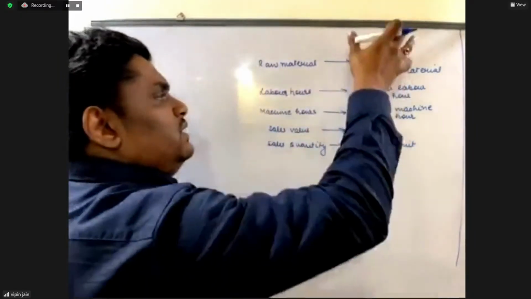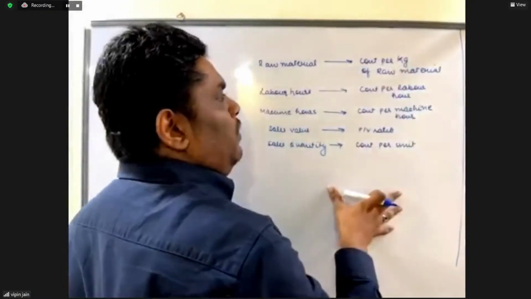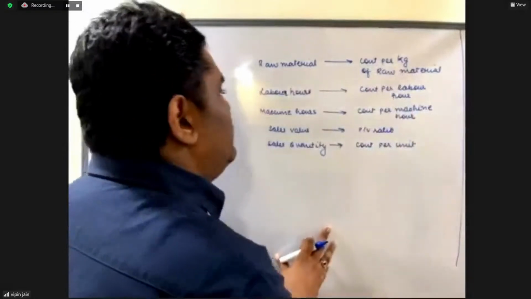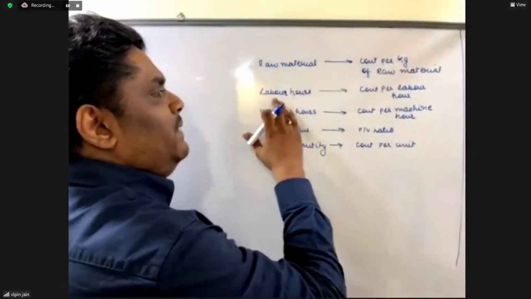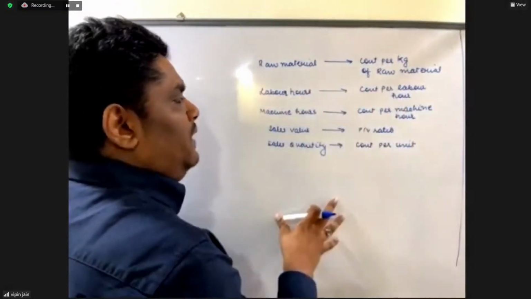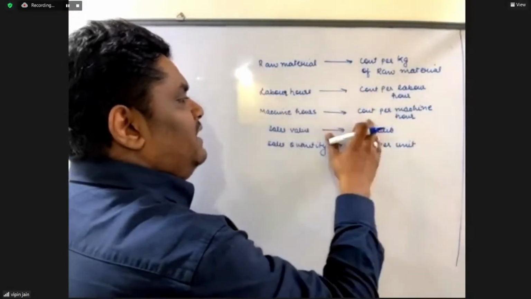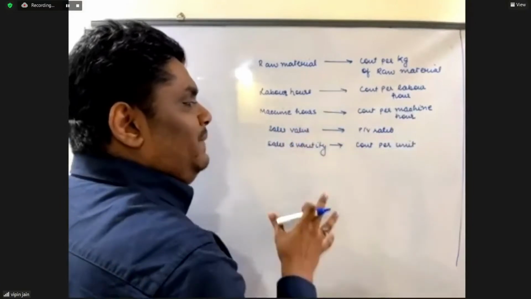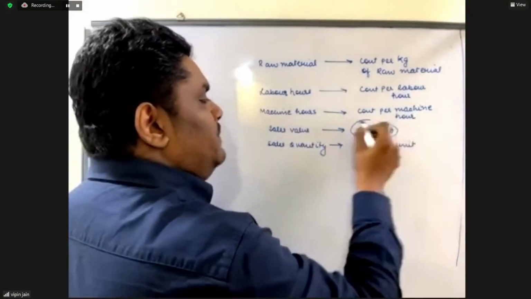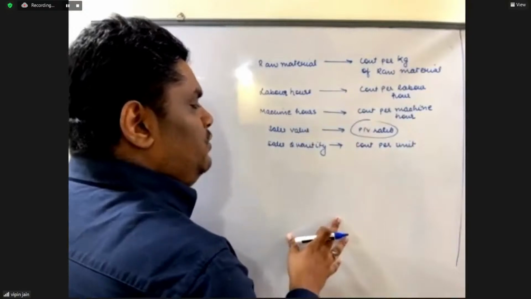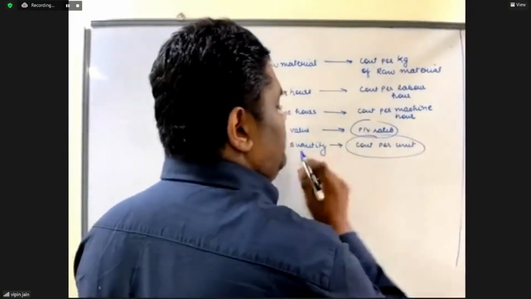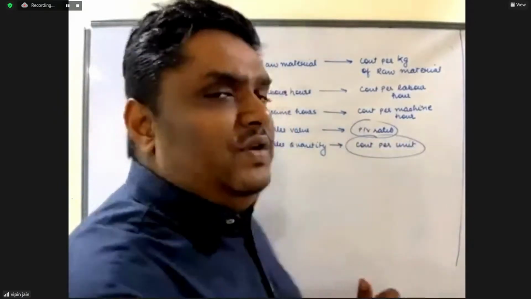So the ranks will be assigned on the following basis. If it is raw material, then contribution per kg of raw material. If it is labor hours, then contribution per hour. If it is machine hours, then contribution per machine hour. If the sales value is the limiting factor, then ranks will be assigned on the basis of PV ratio. And if the sales quantity is the limiting factor, then contribution per unit will be the basis of decision.